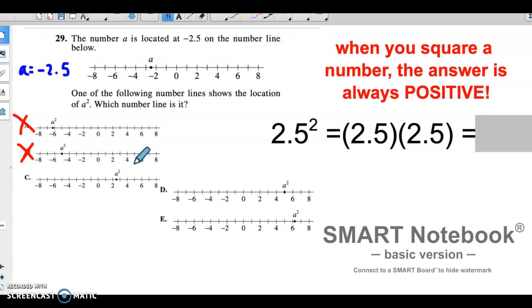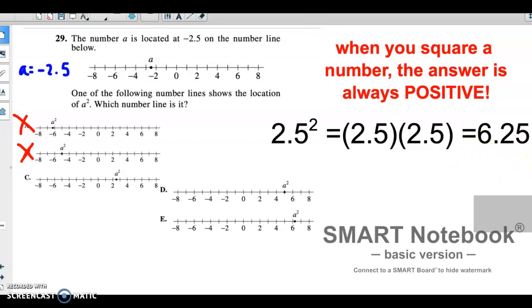Now we need to figure out what 2.5 squared actually is. So remember, squaring a number means you're taking that number and multiplying it by itself. So 2.5 squared is the same as 2.5 times 2.5. So when you evaluate that, you get that 2.5 squared, or a squared, is equal to 6.25.